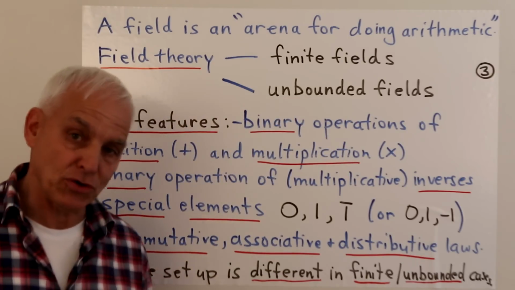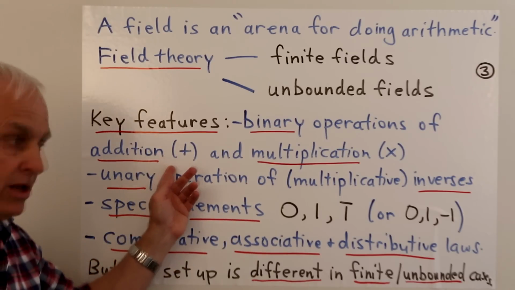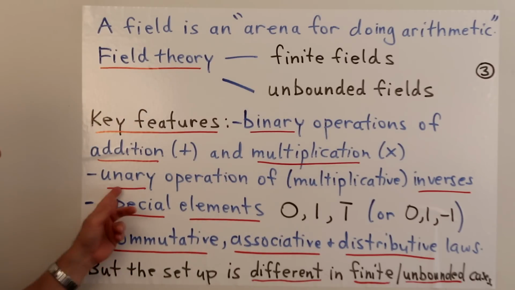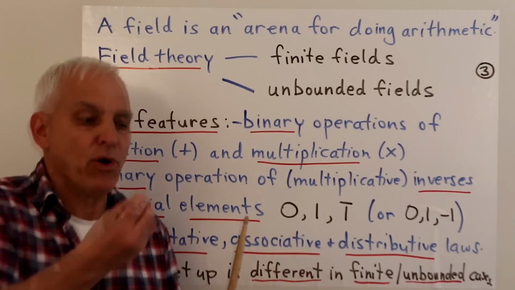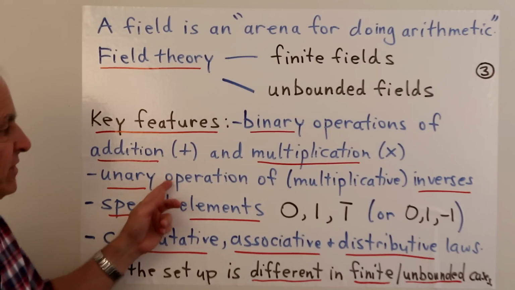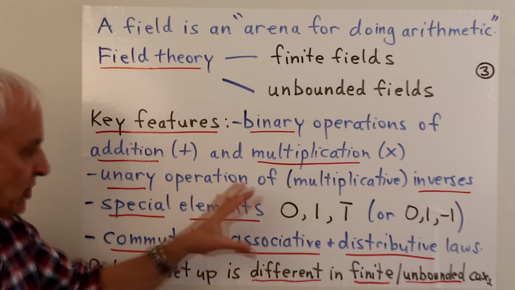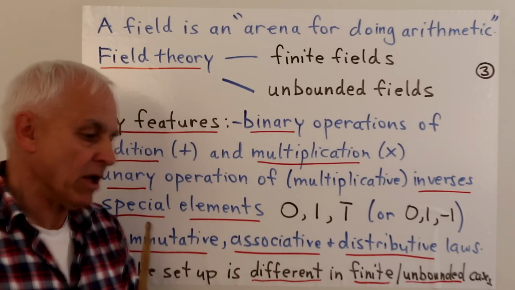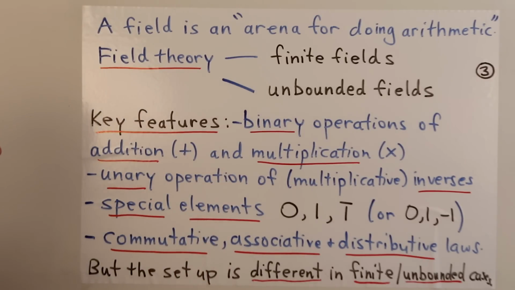So the key features of this theory are that there are two binary operations, addition and multiplication. There is also a unary operation, meaning that you input one thing and you get out something. This is the operation of taking multiplicative inverses. So these are the entry things that you need: an operation of addition, an operation of multiplication, and a unary operation of multiplicative inverses.